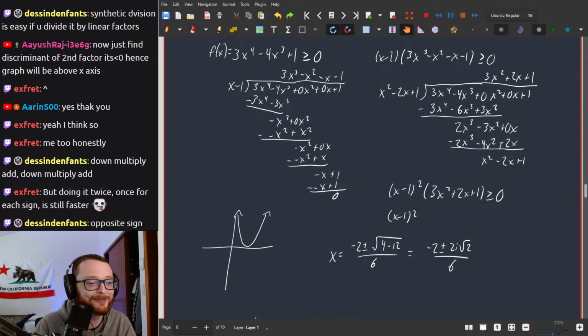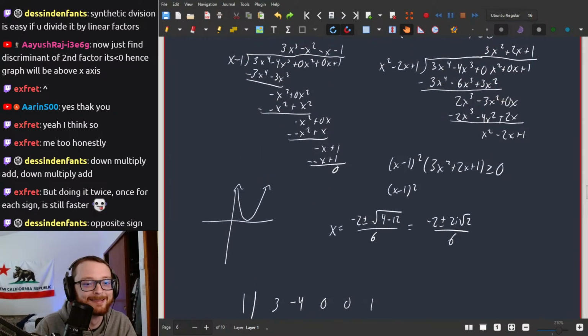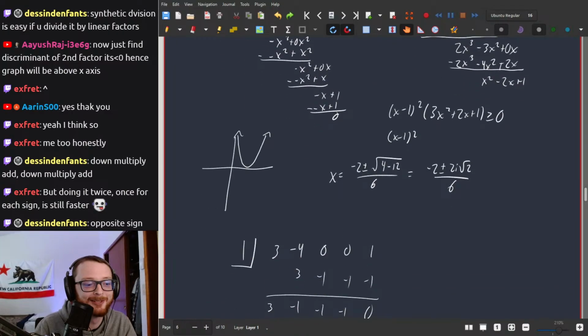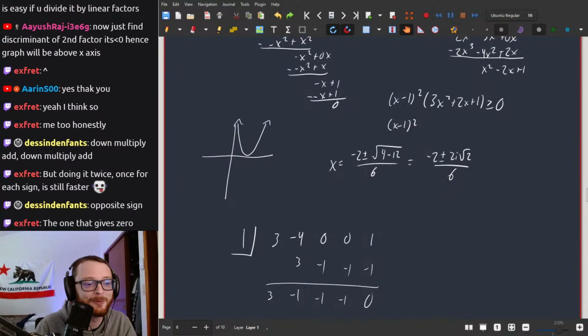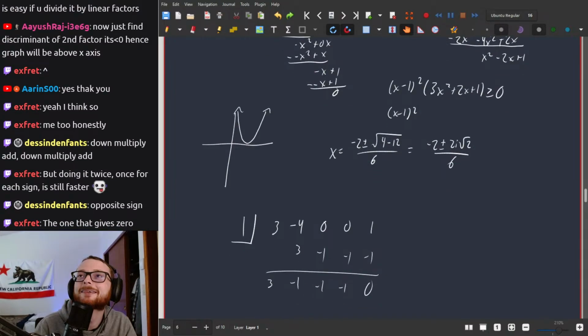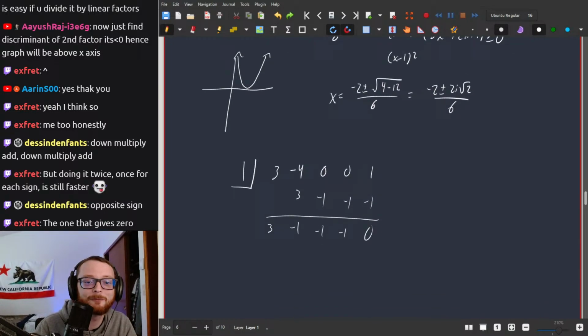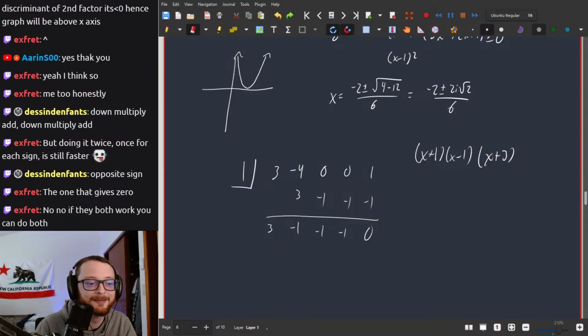I mean, I guess that's fair, but how do you know which one is right? The one that gives 0? But what if you have a polynomial where they both work, you could get tricked. Like if you had something like that, but it was multiplied out. That's more of an edge case, but they both work, you can do both. Well, okay, fine.